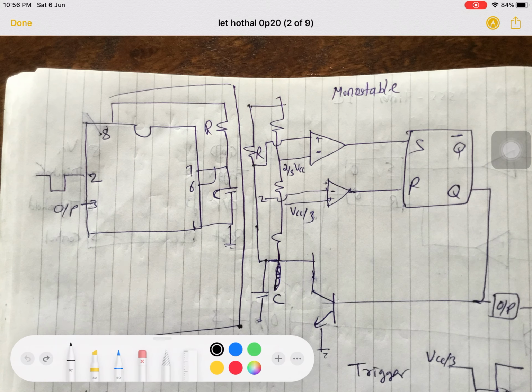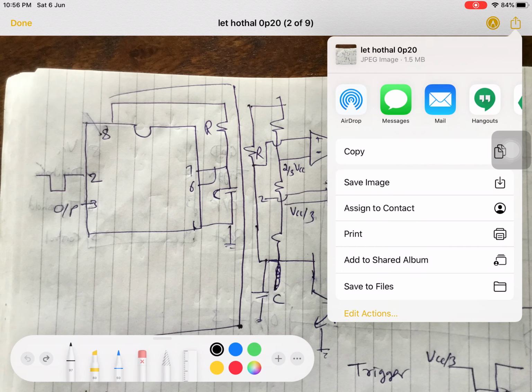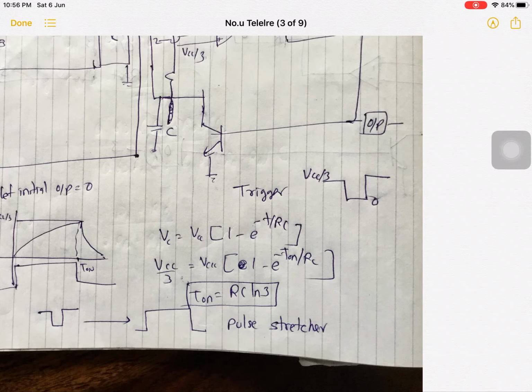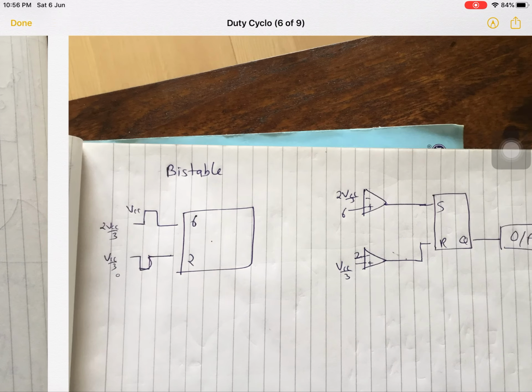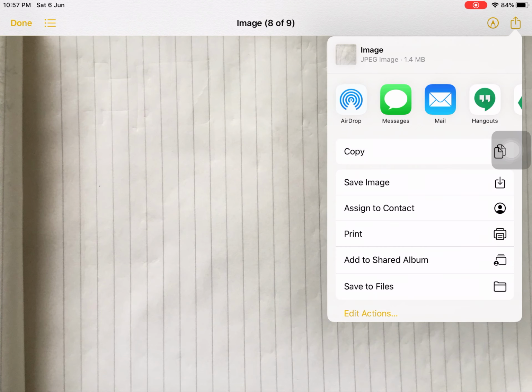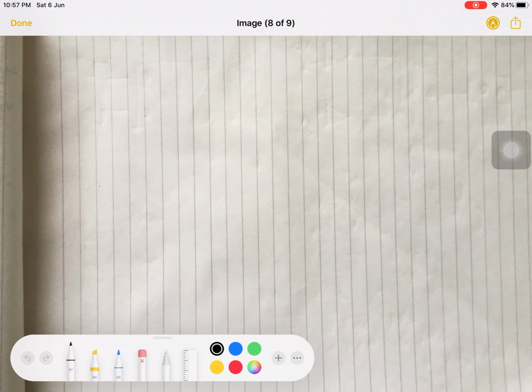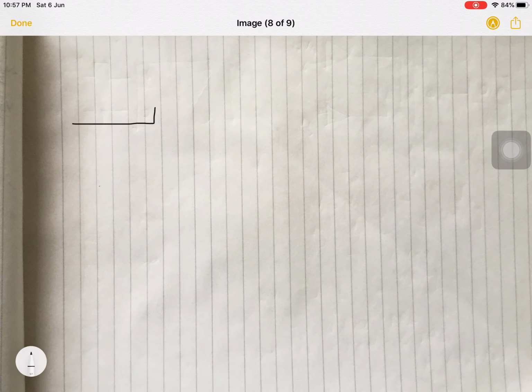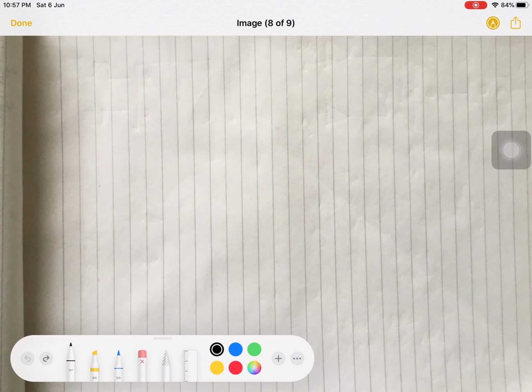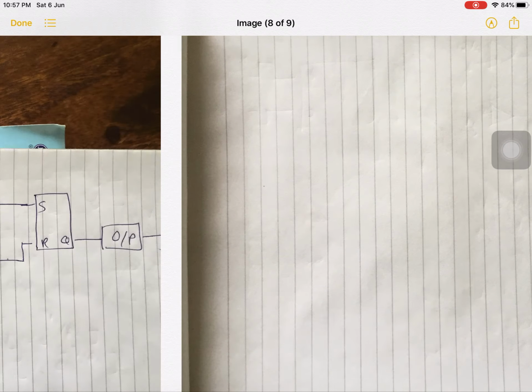Wait. Let me draw on a different page. So like this, before the trigger comes it will be like this. As soon as I give the trigger, it will go up and come down again. If there is no trigger, it will continue like this. This is a monostable. So first we will study monostable.